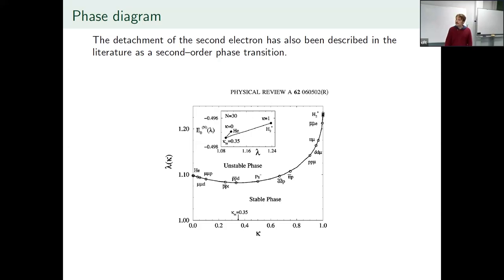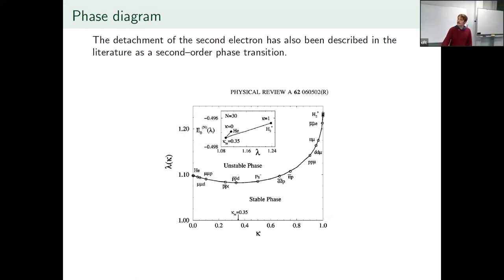So K is something related to the mass ratio, and lambda is the coupling constant, okay? More or less. So you see, you have a continuum from H2 plus, which is two protons, so the two guys are heavy and one is very light. And the other extreme is one is very heavy and two others are very light. That's our helium, our H minus.